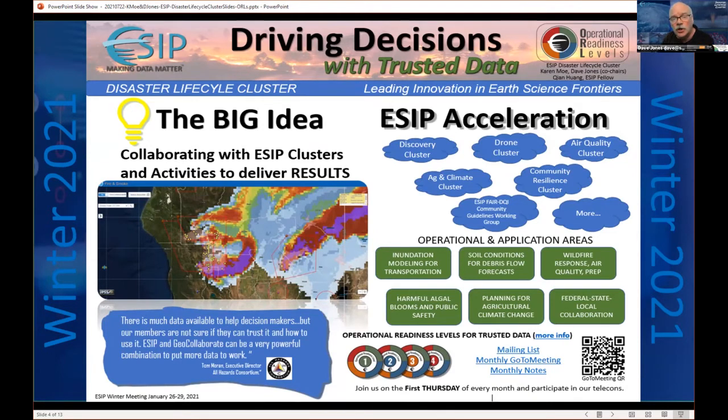And that's what we started to talk about, how we can leverage collaboration technology to work with users who know nothing about earth science data, who know nothing about GIS data, but they want to use and leverage the power of it. So we did that with the winter 2021 meeting.